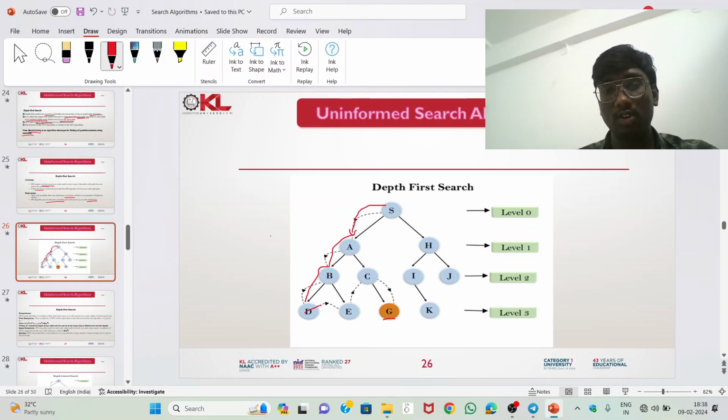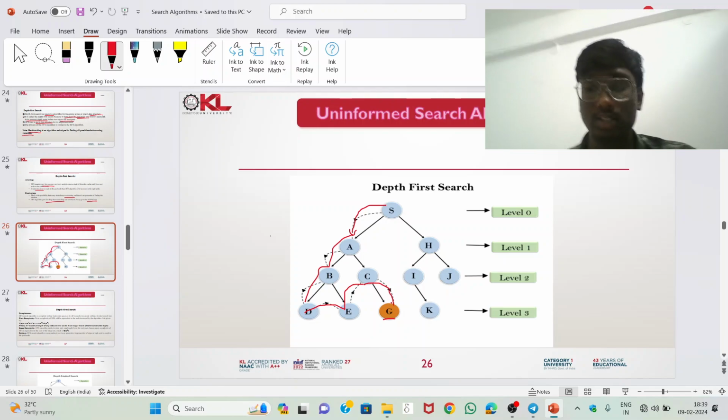So we go directly from D to E. Similarly, E to C, without going E to B, B to A, A to C, we go directly to C. And again from C to the greatest depth, G. We reached our goal. This is how depth first search is implemented.